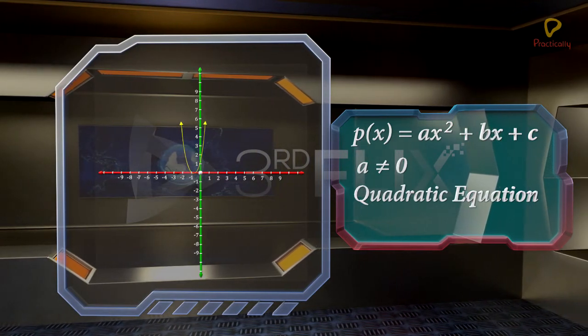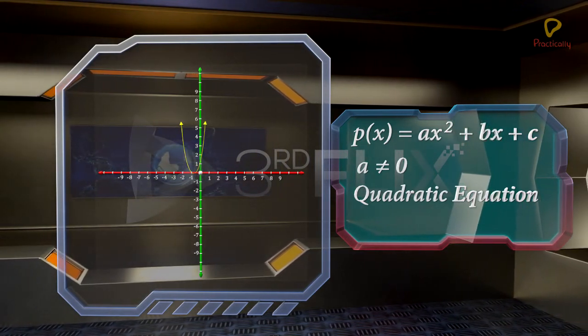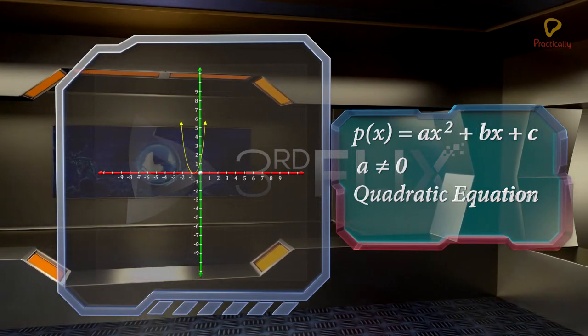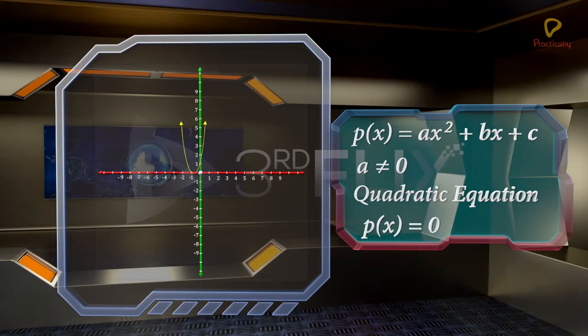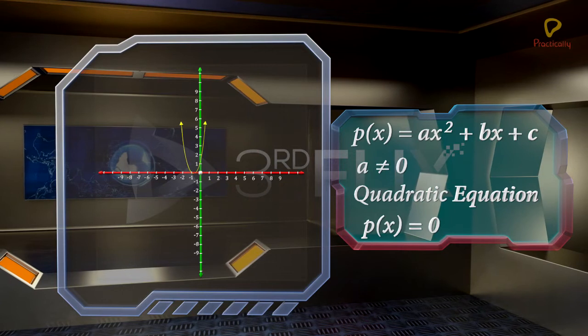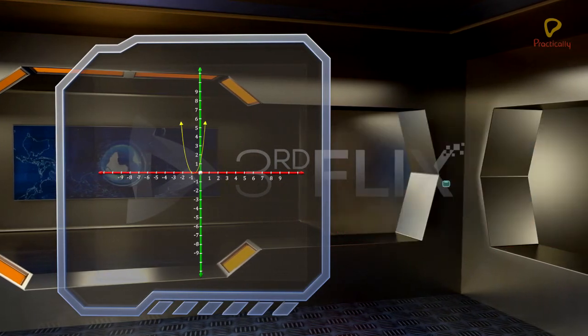Quadratic equation. When we equate the quadratic polynomial to 0, it is called a quadratic equation. That is, if p(x) = 0, it is known as a quadratic equation.